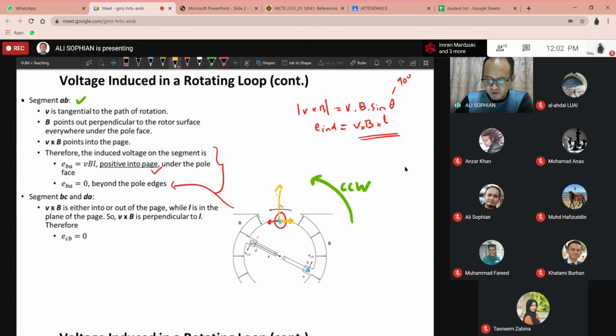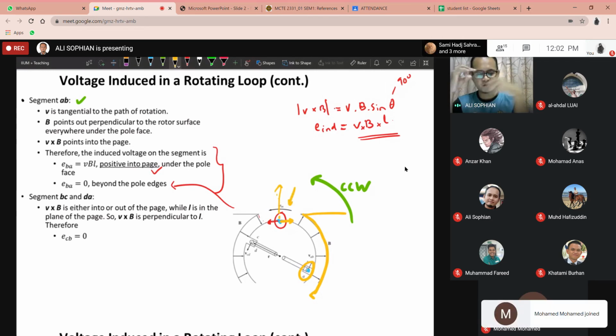Okay, positions like this we call under the pole, because this is the pole. We call it under the pole, while if it is in this kind of position, we call it between the poles or beyond the pole edges.